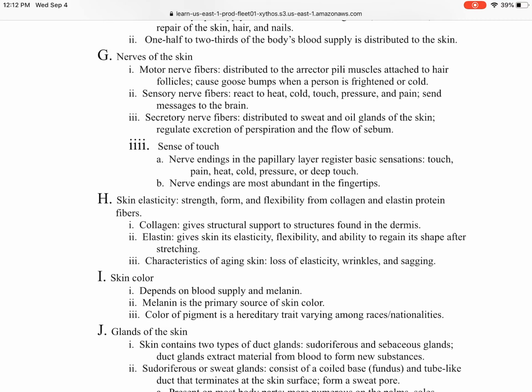Okay. This says your sense of touch, nerve endings in the papillary layer register basic sensations. Nerve endings are most abundant in your fingertips.